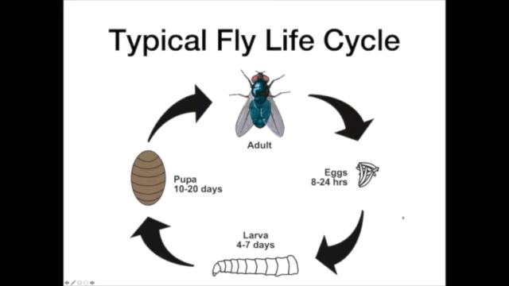So our typical life cycle of flies, they actually follow a good clock. They will lay eggs, and eggs will hatch in 8 to 24 hours, depending on temperature. Once eggs hatch, they will develop into larvae and be in a larval stage for 4 to 7 days. They will then remain in a pupa stage for about 10 to 20 days to become an adult. And all of these ranges here are very temperature dependent.